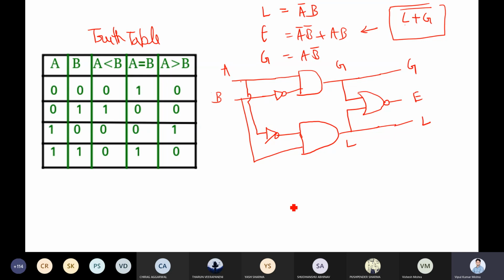Now this circuit, you can say, is your 1-bit magnitude comparator, where A is 1 bit, B is 1 bit, and we have 3 outputs: greater than, equal to, and less than. Any doubt till this point? Anyone? Guys, any doubt till this point?